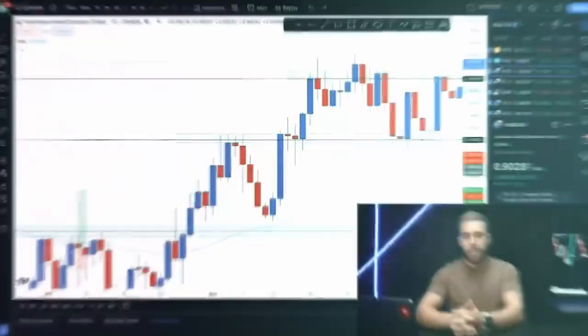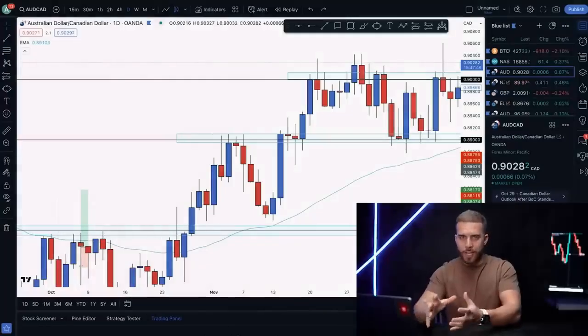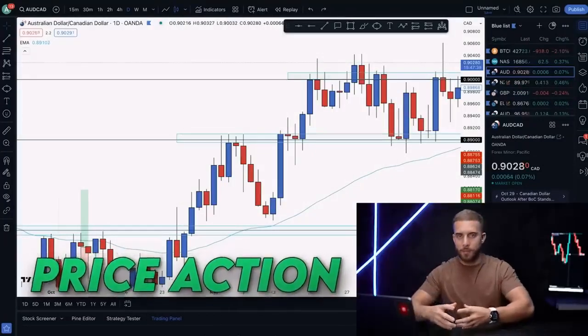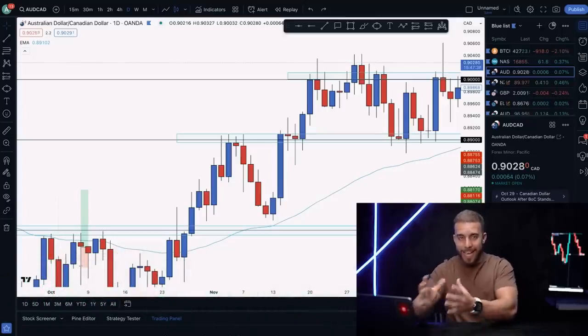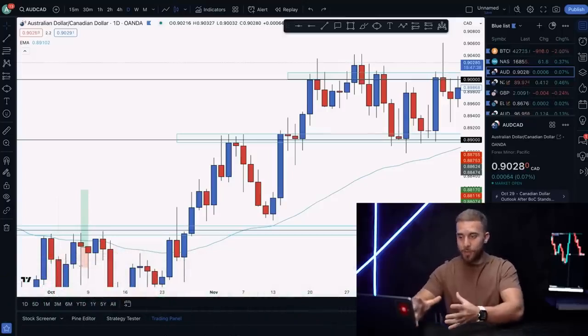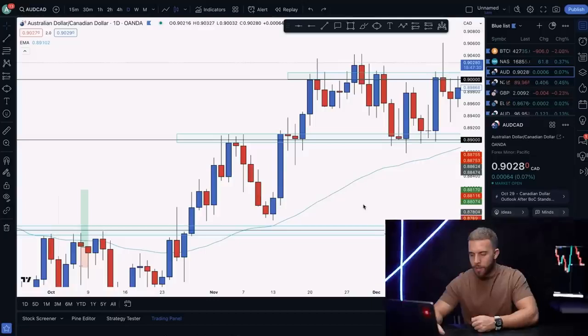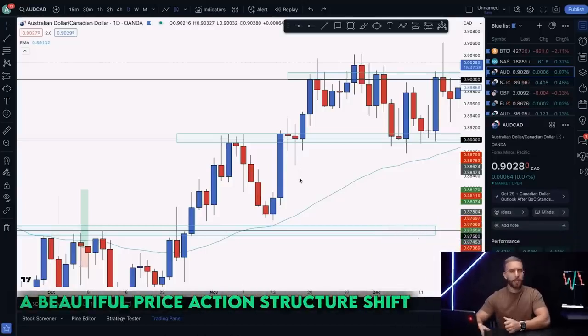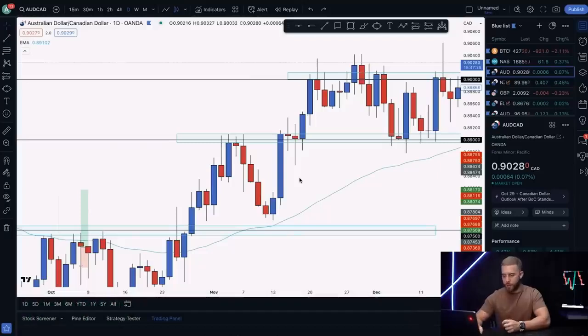So now let's actually go to the chart so I can show you guys what I've been talking about. So it's not just Chinese, right? So this right in front of us is price action. This is where you're actually going to be able to read what the market is telling you. This is the language that the charts are giving you, and we're reading it and interpreting it and making money with it. So to start off, this is a beautiful price action structure shift right here. Beautiful break and retest continuation.